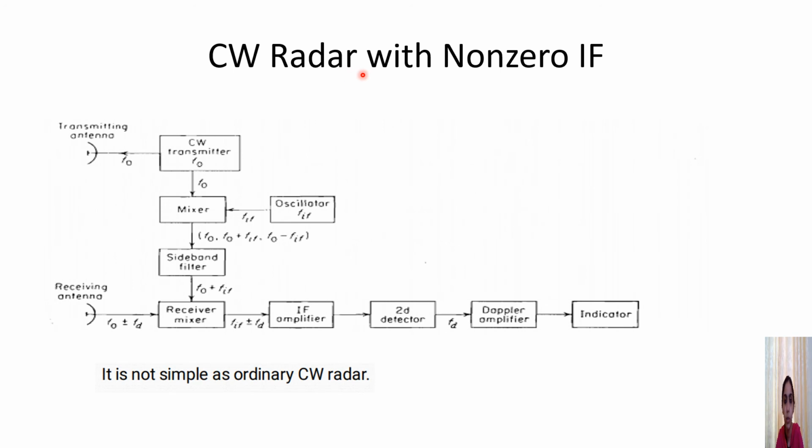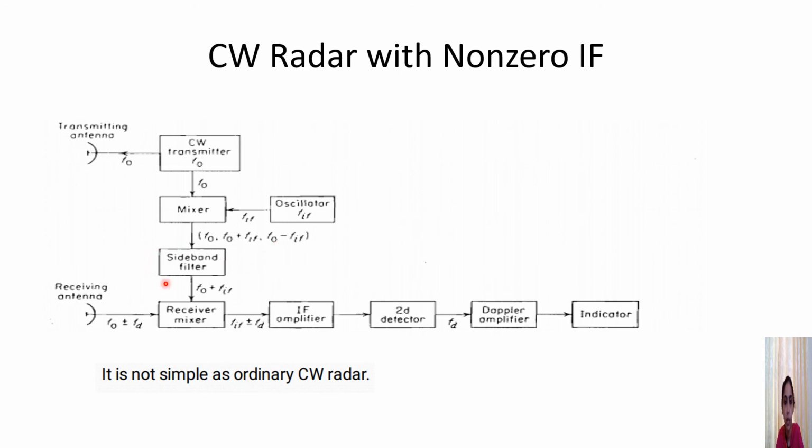So this is a CW radar with a non-zero IF. We have an IF amplifier here, unlike the other case, and we have a sideband filter. Here in the mixer, we take some portion of the transmitter signal and mix it with the high frequency oscillator signal. As you can see, two sidebands are formed along with the carrier, and with the higher harmonics, we have two sidebands.